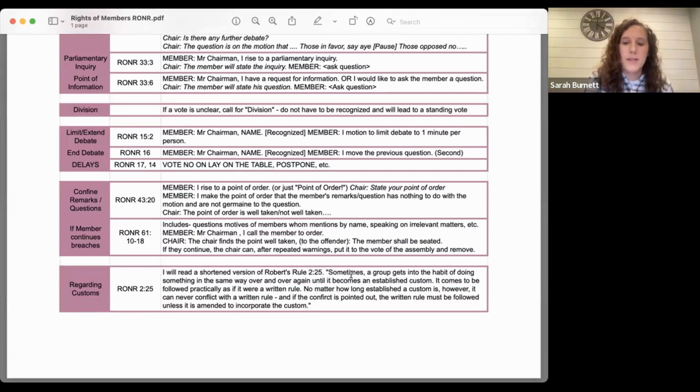Sometimes a group gets into the habit of doing something in the same way over and over again until it becomes an established custom. It comes to be followed practically as if it were a written rule. No matter how long established a custom is, however, it can never conflict with a written rule. And if the conflict is pointed out, the written rule must be followed unless it is amended to incorporate the custom. And so this is helpful if a chairman is trying to say, well, we've always done it this way. We've always done it this way doesn't work if Robert's Rules of Order or the OKGOP bylaws have a way it should work.